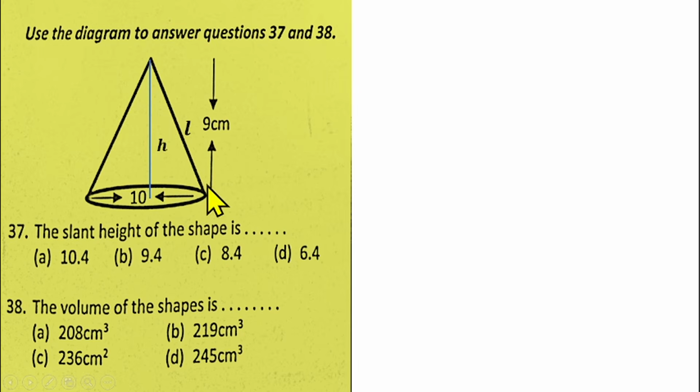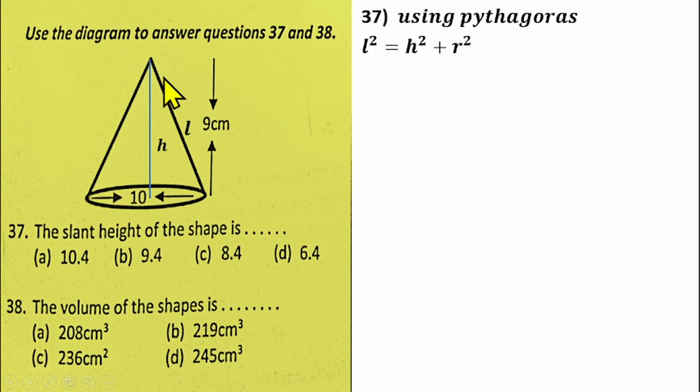From there, you have a right angle triangle formed. The vertical height with the base radius and the slant height will form a right angle triangle. We already know the radius, and we know the vertical height, which is 9. We can use Pythagoras theorem to find the slant height. So it should be L squared equals the vertical height squared plus radius squared. From there, if you substitute, we have L squared equals 9 squared plus 5 squared.